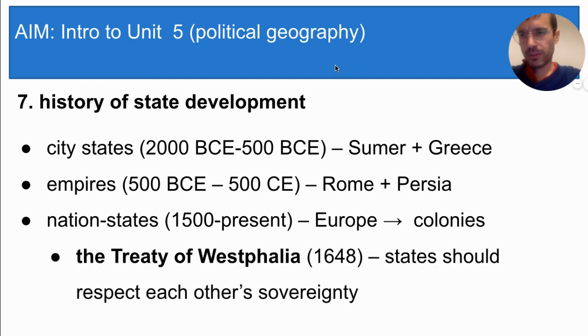The first official declaration of this idea came in 1648 with something called the Treaty of Westphalia. And the Treaty of Westphalia said that states should respect each other's sovereignty and not try to form empires by taking over one another. The fact that this idea began in Europe is the reason why Europe is composed of many small states, and many of them are nation-states.